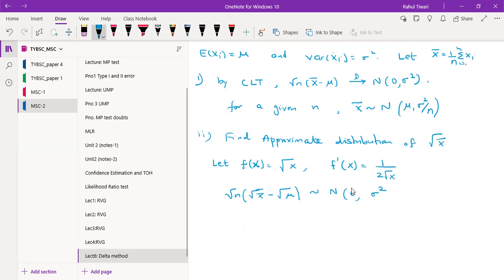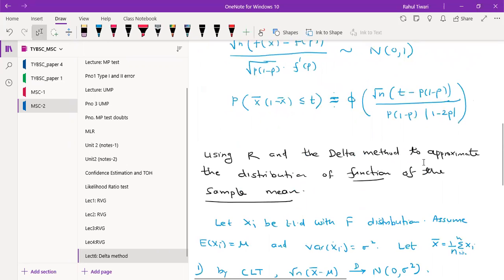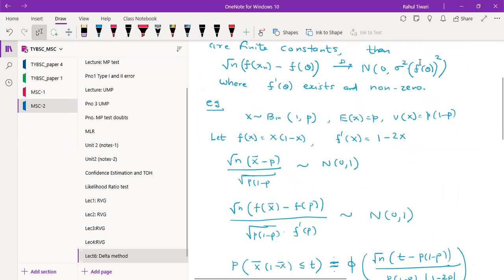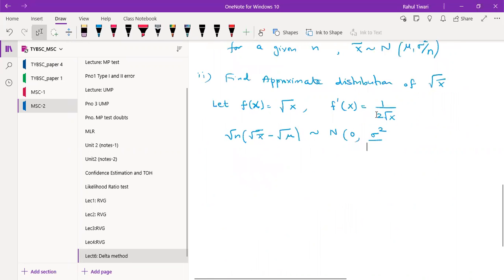So what would be your f dash mu here? It's 2 times root of mu, right? So it's going to be how much? It's 1 by 2 root mu, square. Just look at this function. It's 1 upon, it is that first derivative square. The first derivative is 1 upon 2 root of this, so this is 1 upon 4 mu. Just check it.